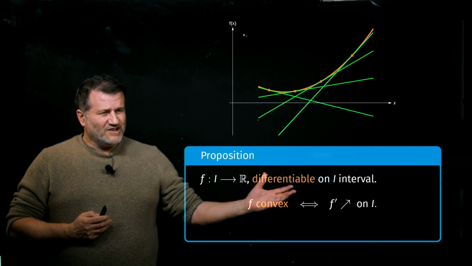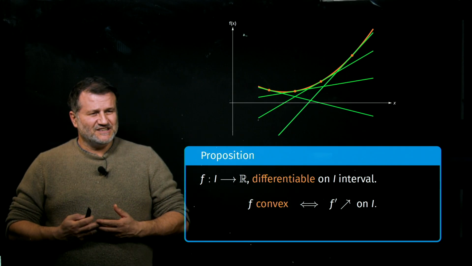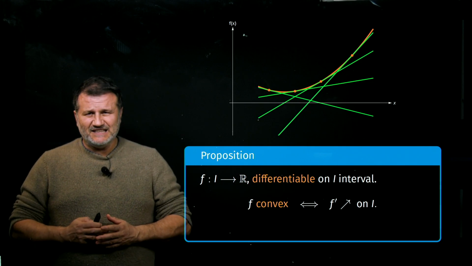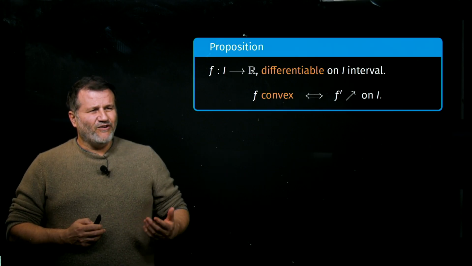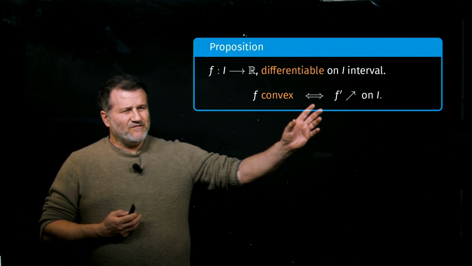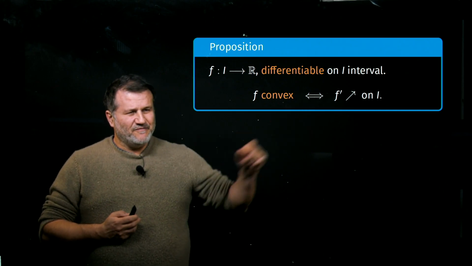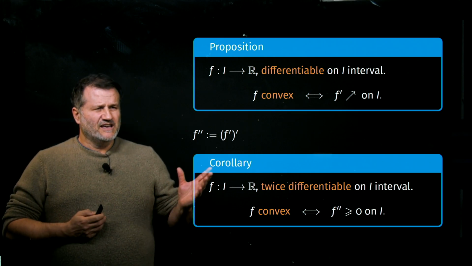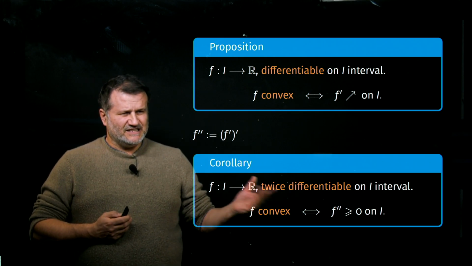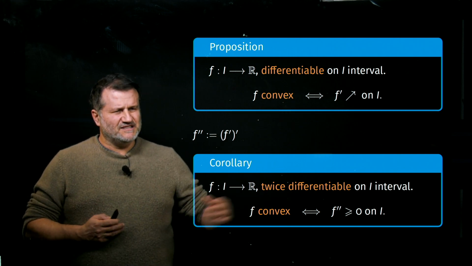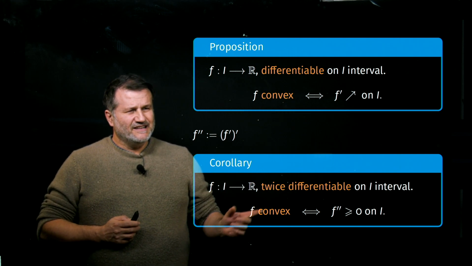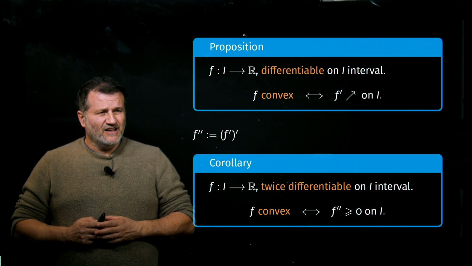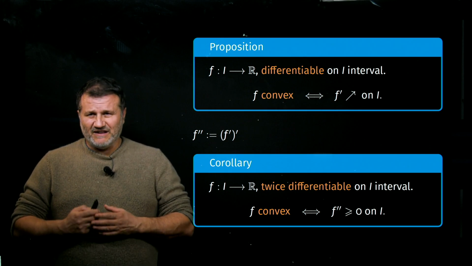Now, since we know how to verify that the function is increasing, we just compute its derivative and check whether it is positive or negative. We immediately have the following corollary. So here we have to apply this fact to the function f'. So the derivative of f' is what we call the second derivative of f. So suppose that f has a second derivative. We say also that it is twice differentiable on interval I. Then the function f turns out to be convex if and only if the second derivative of f is positive on the interval I.